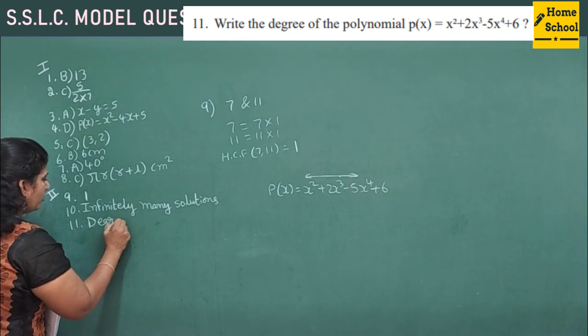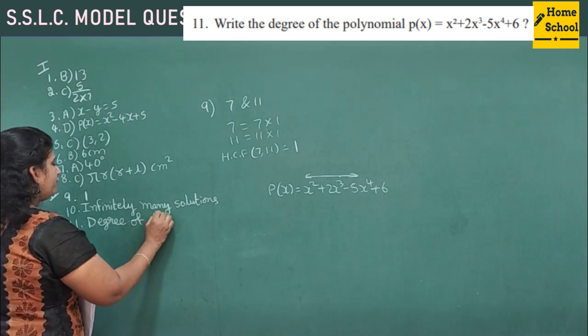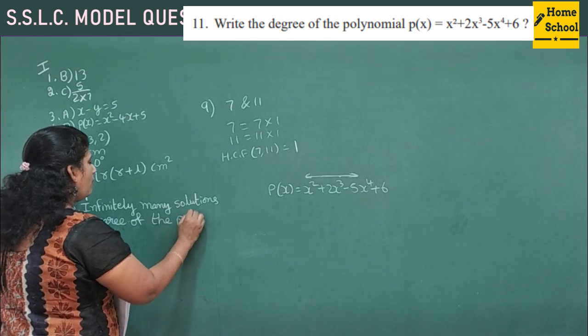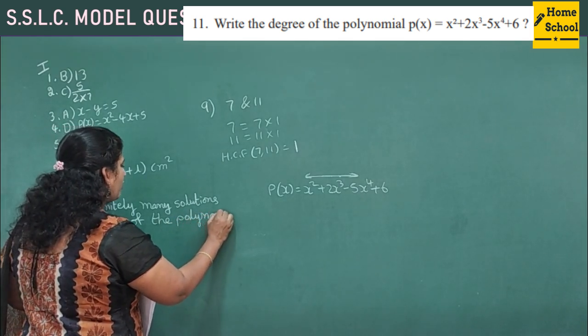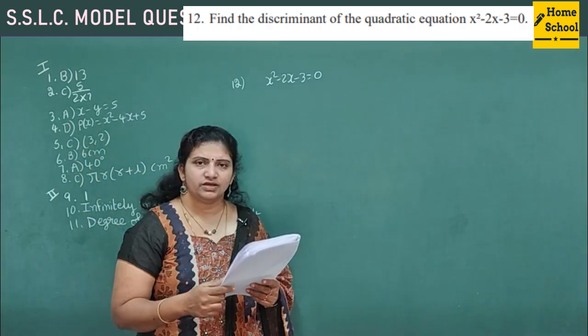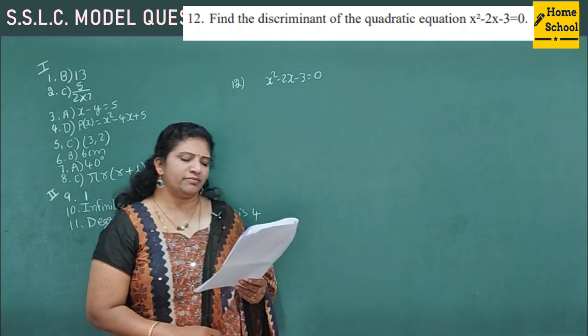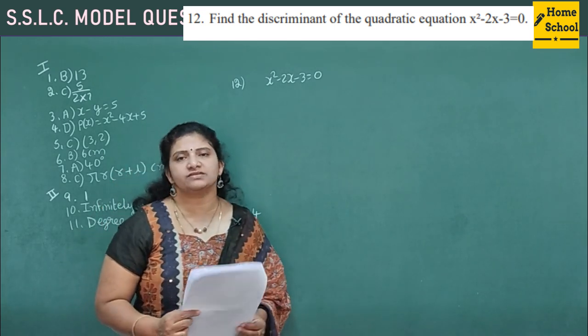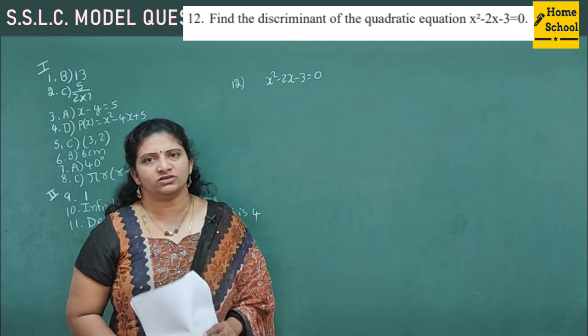Degree of the polynomial. Degree of the polynomial is what? Is 4. 12th one. Find the discriminant of the quadratic equation x square minus 2x minus 3 equal to 0.